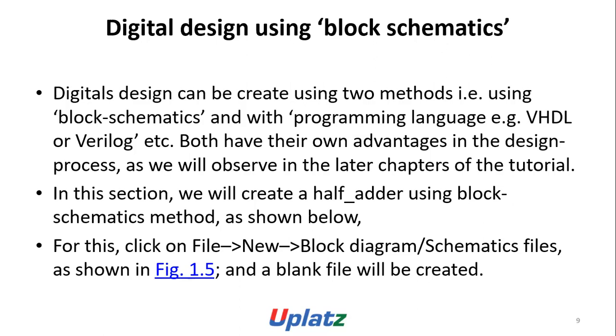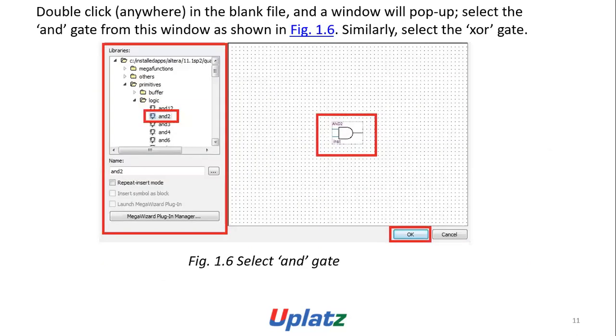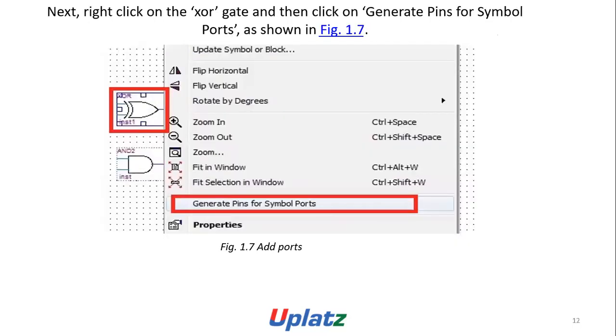For this, click on File, New, Block Diagram Schematic File, as shown in figure 1.5, and a blank file will be created. Create new block schematics. Double-click anywhere in the blank file and a window will pop up; select the AND gate from this window as shown in the figure. Select the XOR gate. Select the AND gate. Next, click on the XOR gate and then click on Generate Pins for Symbol Ports as shown in the figure.